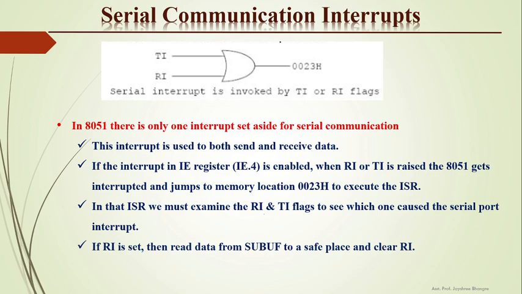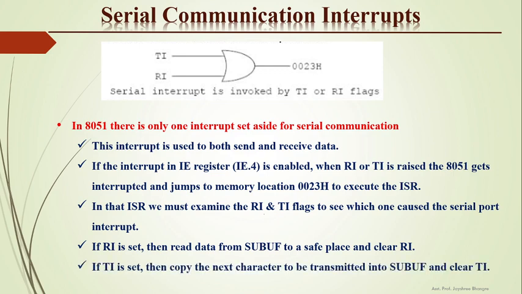If RI is set, then read data from SBUF to a safe place and clear RI. That means we have to serve the RI interrupt, or receive the data. And if TI is set, then copy the next character to be transmitted into SBUF and clear TI. So in this way, the serial communication interrupt is served by the microcontroller.